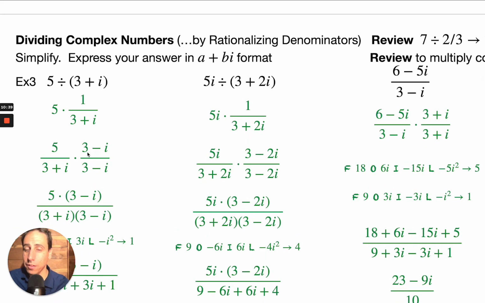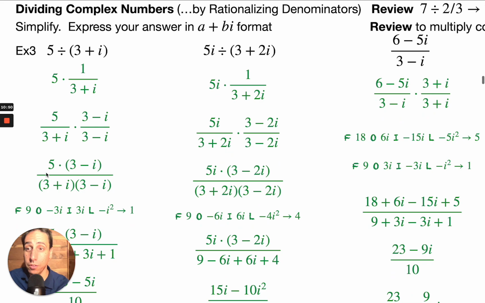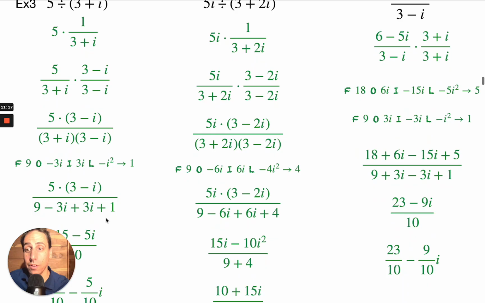So if you multiply by this, we've got 3 minus i and 3 minus i, and so 5 times 3 minus i on top and 3 plus i times 3 minus i on the bottom. Now, you can distribute the top, but you've got to FOIL the bottom. 3 times 3 is 9. The outside terms would be 3 times negative i, which is negative 3i. The inside terms is 3i. The last term is negative i squared, because minus i and positive i. But negative i squared turns into positive 1, because i squared is negative 1, and the negative of negative 1 is positive 1. So, look at this. We've got 9 minus 3i plus 3i plus 1.